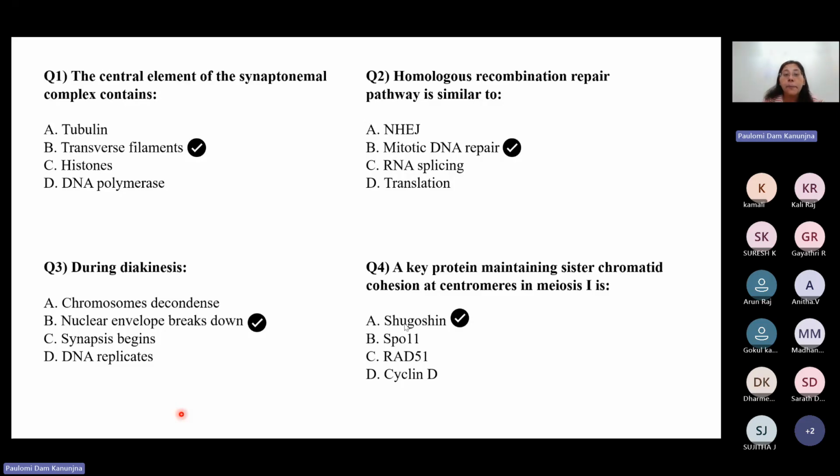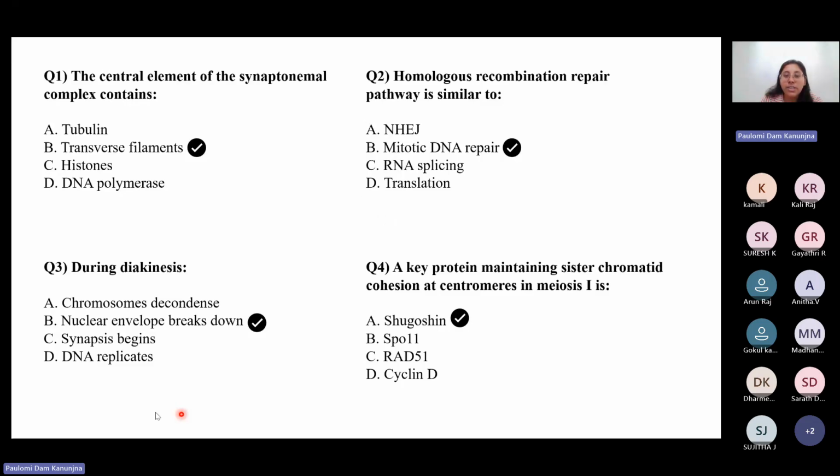During diakinesis, which is the last step of prophase one, you have nuclear envelope breakdown. Remember, the last and the first step of prophase one match the prophase of mitosis. So diakinesis is similar to prophase, prior to metaphase 1. So it is similar to mitosis.